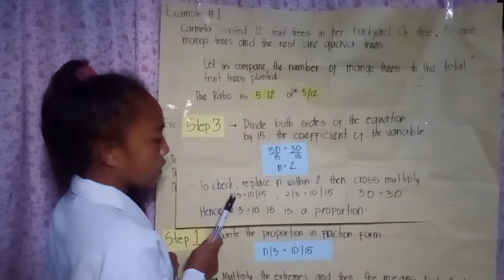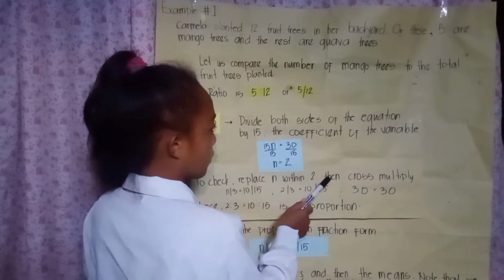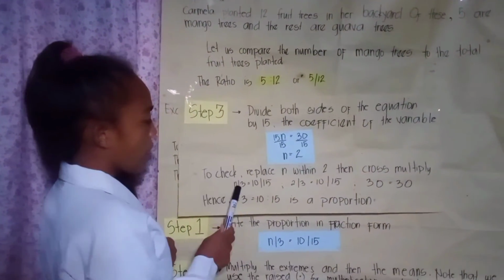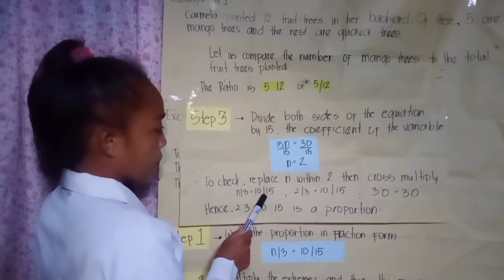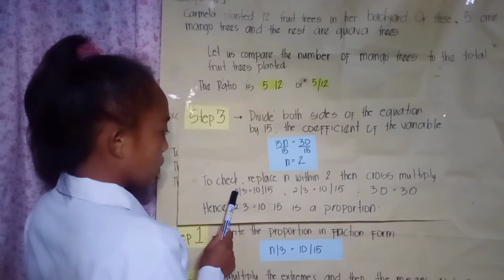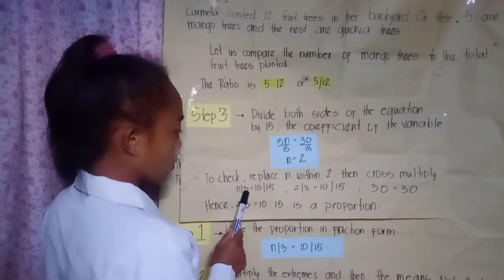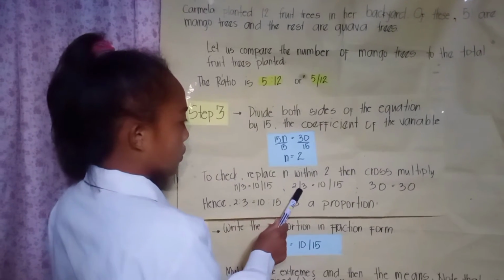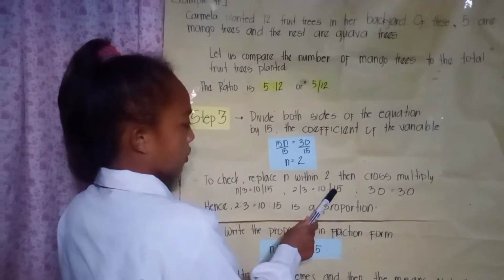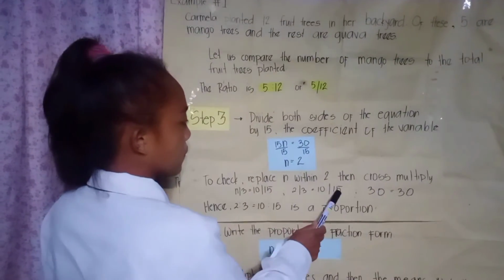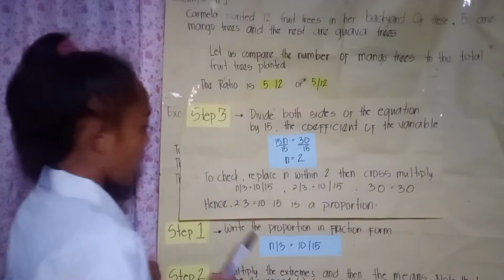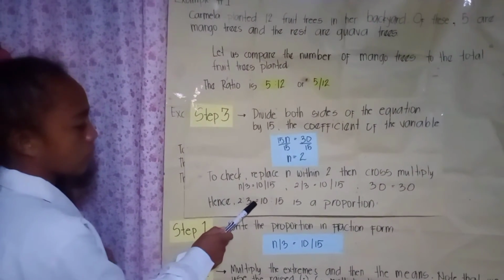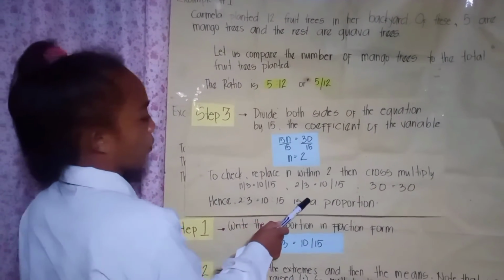To check, replace n with 2, then cross multiply. N over 3 is equal to 10 over 15. Replace n with 2. So, 2 over 3 is equal to 10 over 15. Then, 2 times 15 is equal to 30. 3 times 10 is equal to 30. Hence, 2 is to 3 is equal to 10 is to 15 is a proportion.